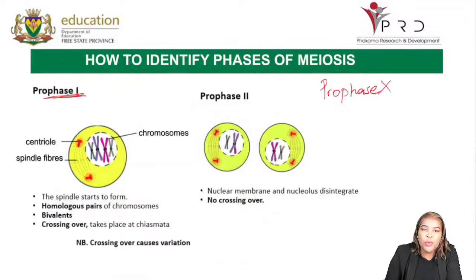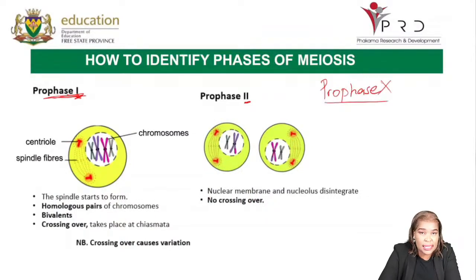Because we are talking about meiosis, there is prophase 1 and prophase 2. When you just say prophase, we take it that you are talking about mitosis, the one that you did in grade 10. So for grade 12, you need to be specific to say, this is prophase 1, this is prophase 2. Any phase that they give you, you must identify at which phase it is.